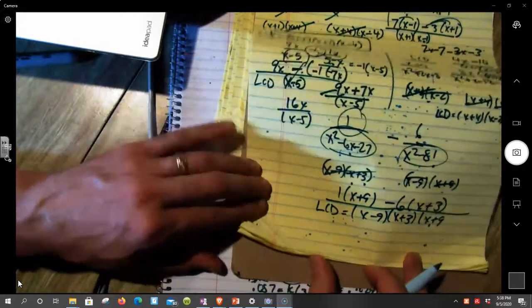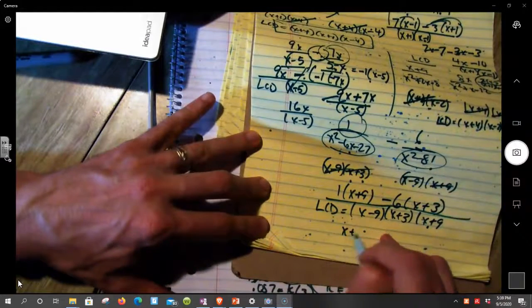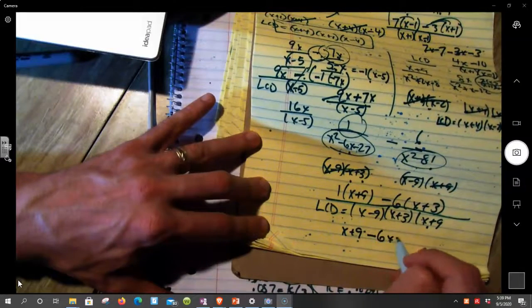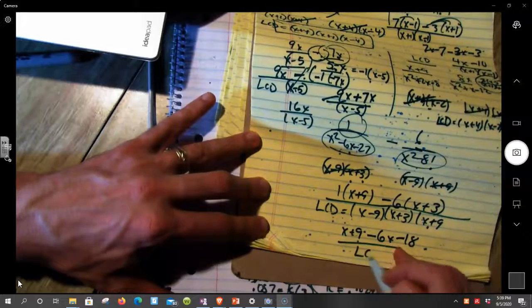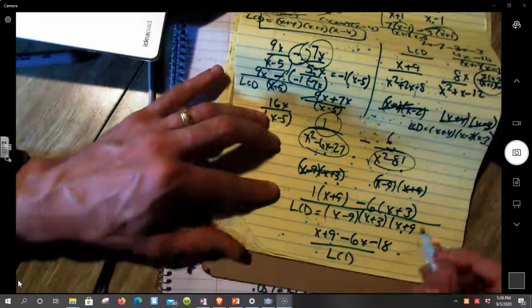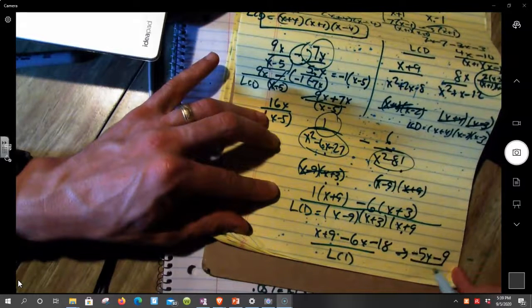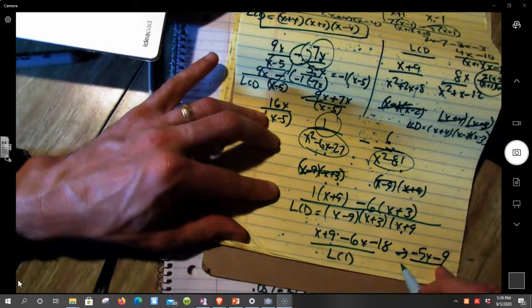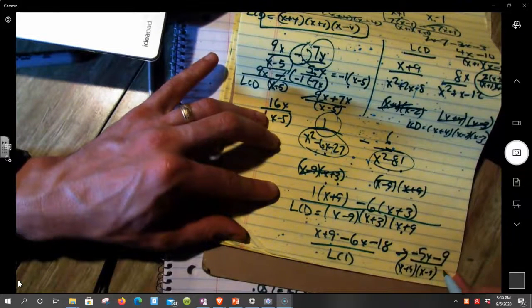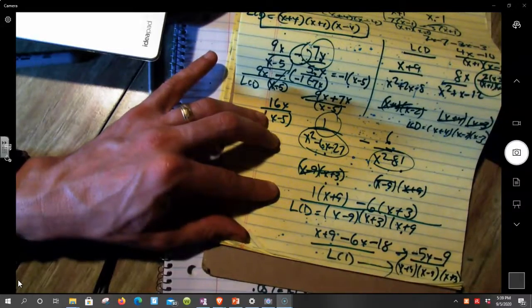And then you multiply and simplify in the numerator. So you're going to get x plus 9 minus 6x minus 18 over the LCD. And you can fill in the LCD when you're done. So you're going to get negative 5x minus 9 over the LCD, which was x minus 9. That's x plus 9, I wrote down by mistake there. And then x plus 3. So you replace the LCD on the final step and then leave it.